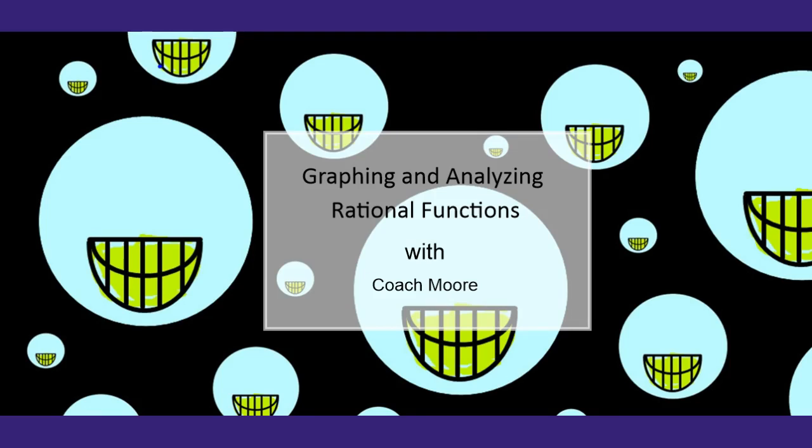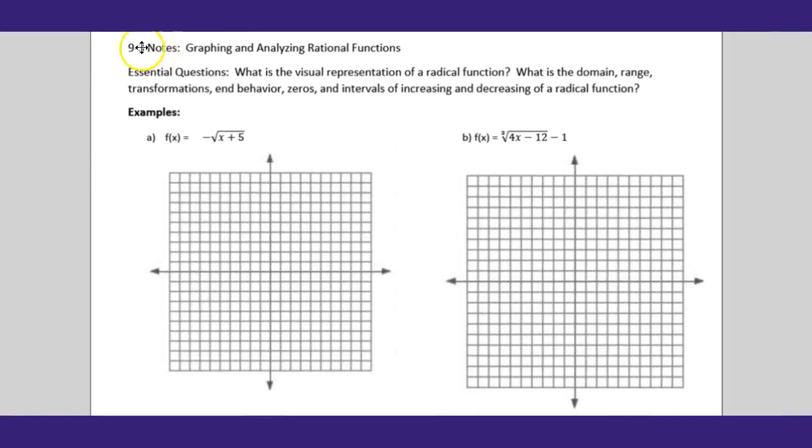Let's get started. So right here we have 9.3, graphing and analyzing radical functions. The essential question: what is the visual representation of a radical function? What is the domain and range? The transformation, the end behavior, zeros, intervals of increase and decrease of the radical function. A lot of this is just review from last semester, so let's go ahead and get into it.